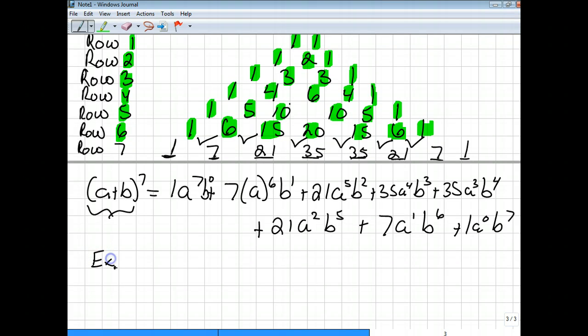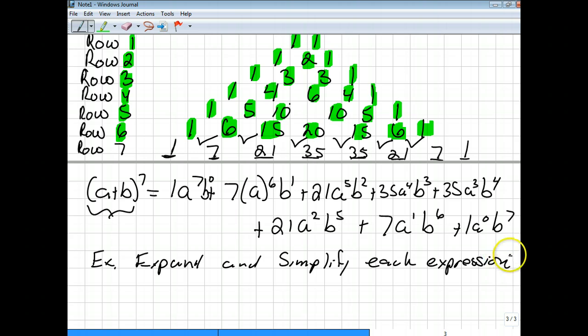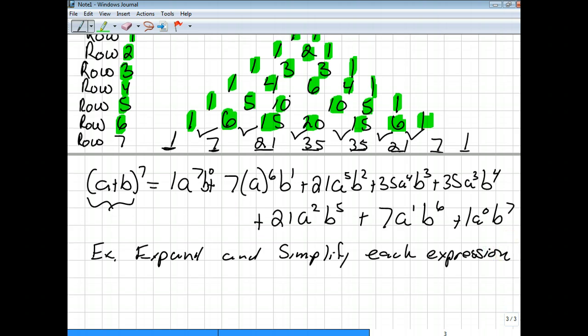So example. Expand and simplify each expression. Okay, so let's say I want to do a minus b to the 4th power. Okay, well, that means I'm using row 4 of Pascal's triangle. Row 4 of Pascal's triangle has a 1, a 4, a 6, a 4, and a 1.